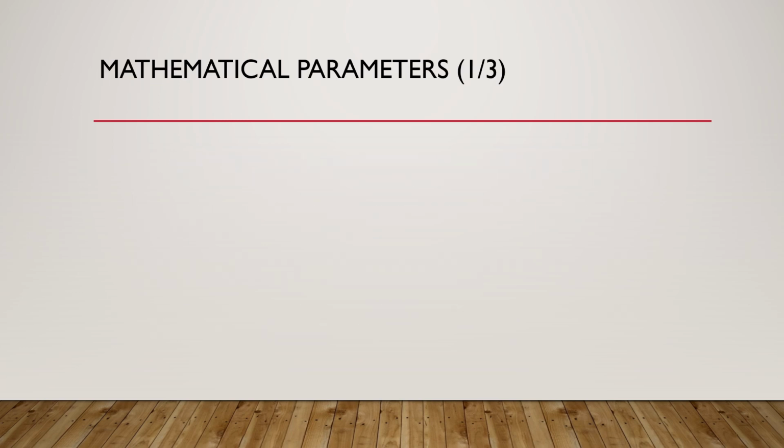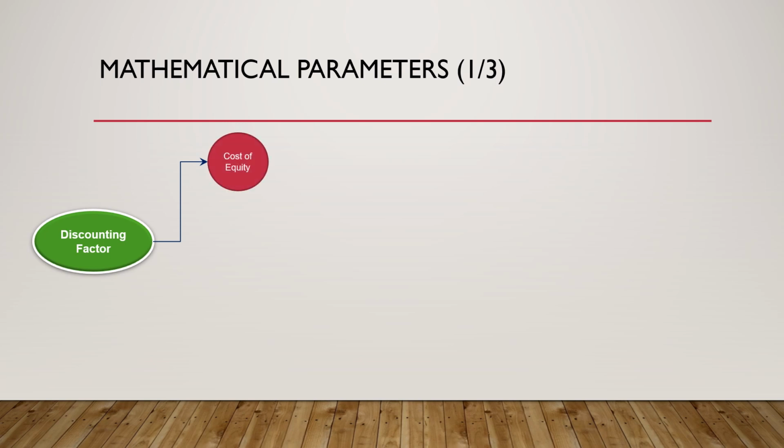This brings us to the key mathematical parameters underlying any DCF-based valuation methodology. The first key metric we should examine here is the discounting factor. The discounting factor in the case of an FCFF-based DCF model will be the weighted average cost of capital. In order to arrive at the WACC, or weighted average cost of capital, we need to first estimate the cost of equity.